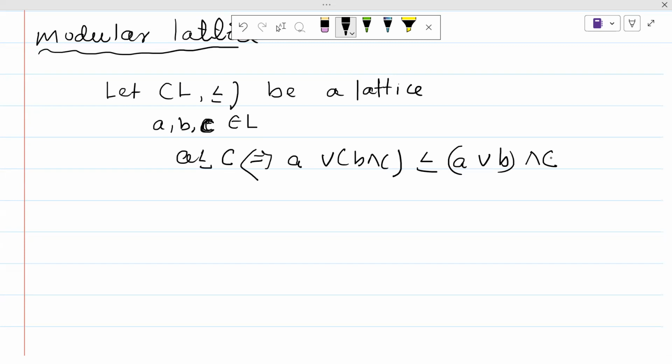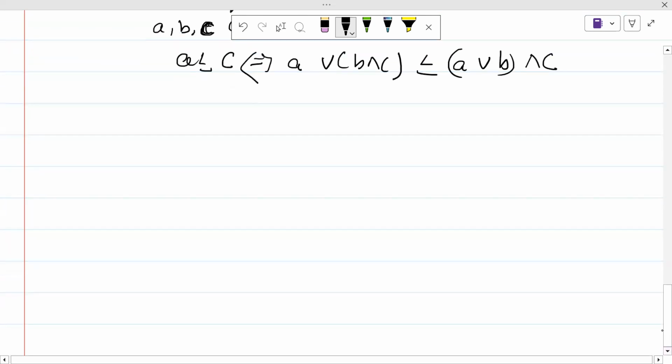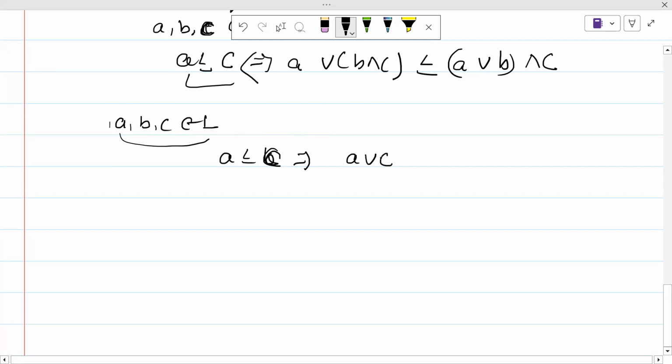How to prove it? Actually, this is a modular lattice. So we come to prove this modular lattice. First of all, we consider three elements in the lattice, A, B, C belongs to L. These three elements we consider for this lattice. And we consider A less than equal to C, double implication. That means A disjunction C is equal to C. That is a property. If A less than equal to C, then this property must hold.